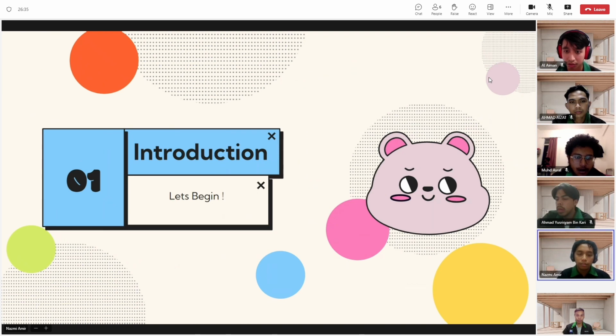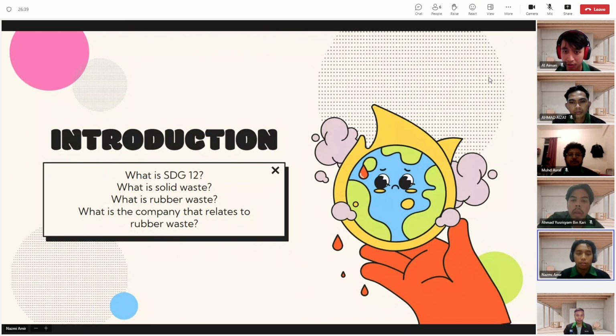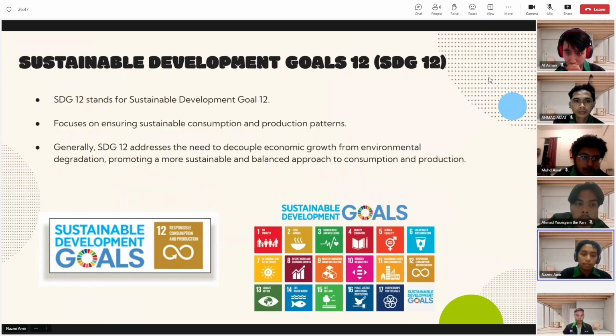First is the introduction. During this introduction, we will explain about SDG 12, solid waste, rubber waste, and the company that relates to rubber waste. So, firstly is SDG 12. What is SDG 12? SDG 12 stands for Sustainable Development Goal 12.